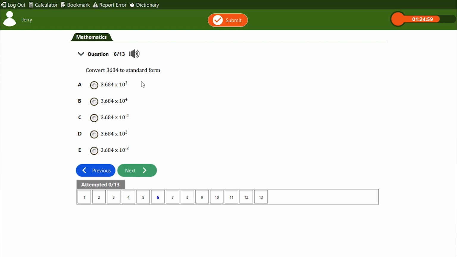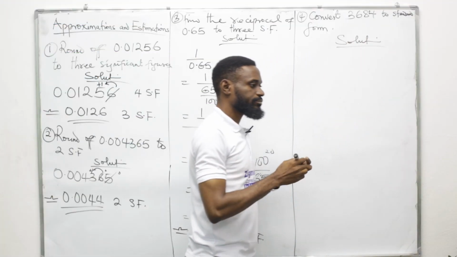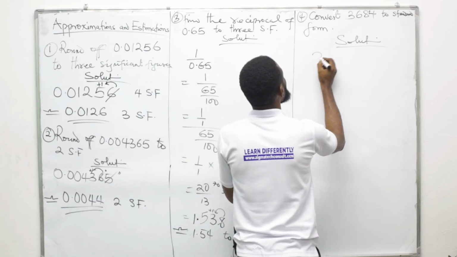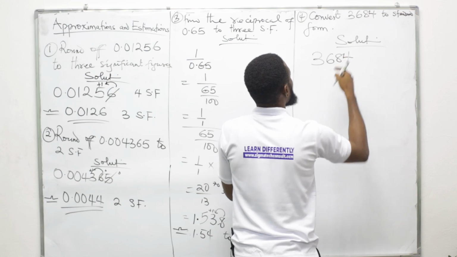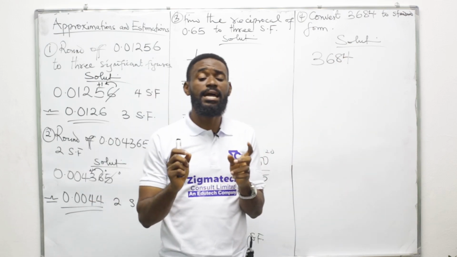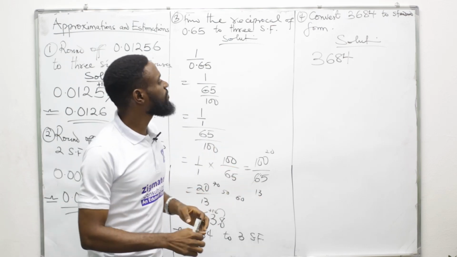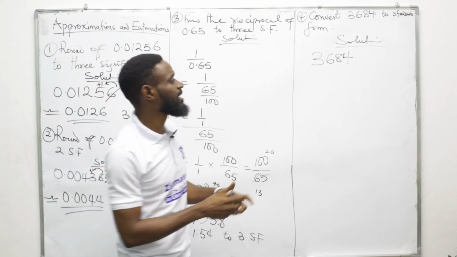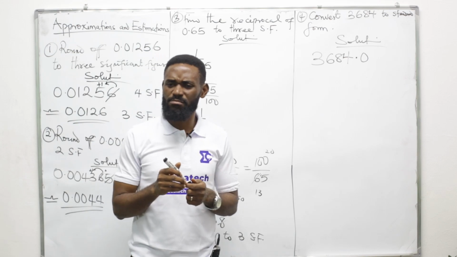So they're asking us to convert number 4. Solution. 3684 to standard form. Remember, I told you all real numbers have a decimal point. Some of them are invisible. If you see any number that is not a decimal number, at the end of that number there is an invisible decimal point. So all numbers that are not decimal have 0.0 in them.